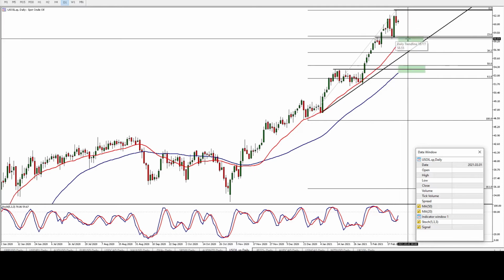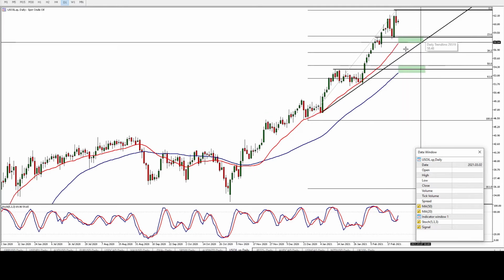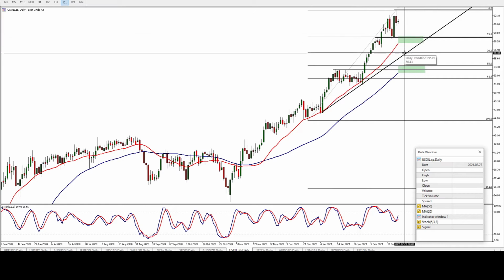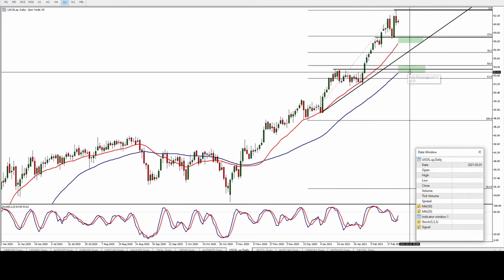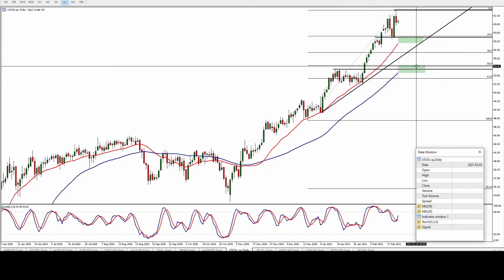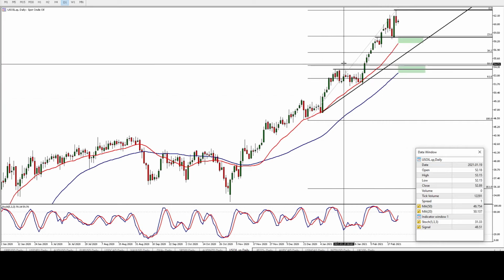Then if this level fails and if the market moves below this moving average, the rising trend line, then the next important level is down here. That's the next confluence level from 53.43 to the 50% Fibonacci retracement at 54.60 or so. So this is what this market looks like.